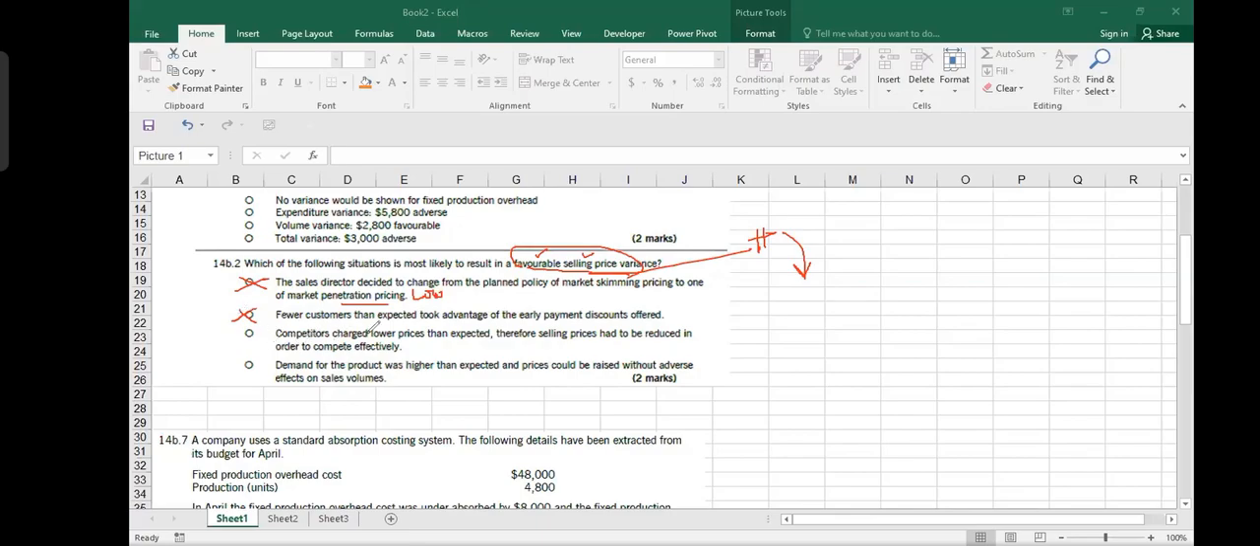C, competitors charged lower prices than expected. Therefore, selling prices had to be reduced in order to compete effectively. So again, you are decreasing the selling price.